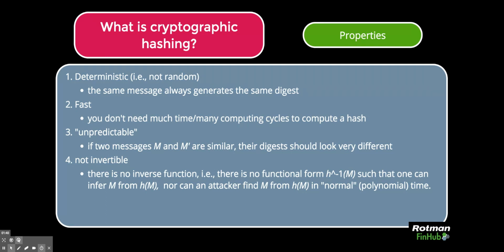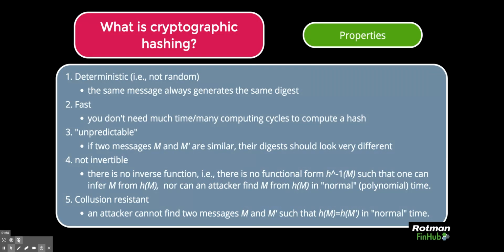Now, normal time in number theory is referred to as polynomial time. The opposite is non-polynomial time, something like exponential time. So that means the more you want to try to find out, you have to use exponentially more time in order to get the result. Finally, you also want to have something which is collision resistance, so that an attacker cannot find two messages such that the hashes of the messages coincide in normal time.